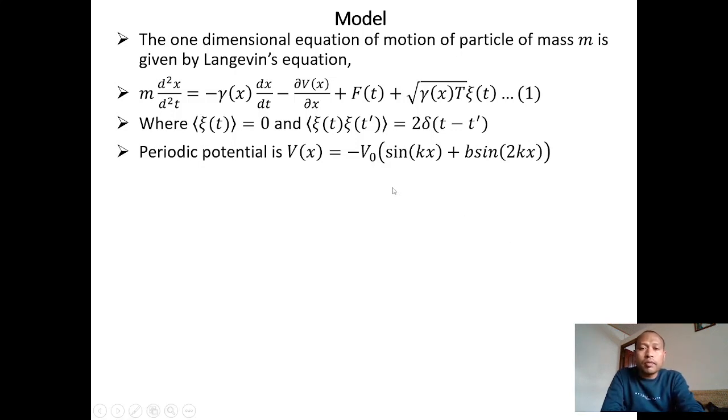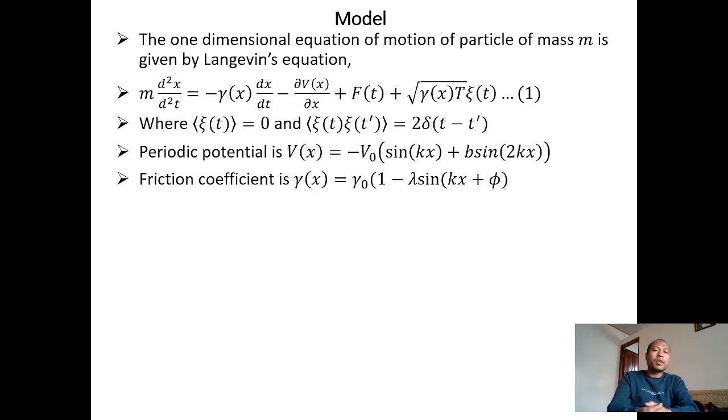V(x) is of this form: V0 [sin kx + B sin 2kx], where B here determines the asymmetry of the system. So B is called the asymmetry parameter. If B is 0, then the potential is symmetric.